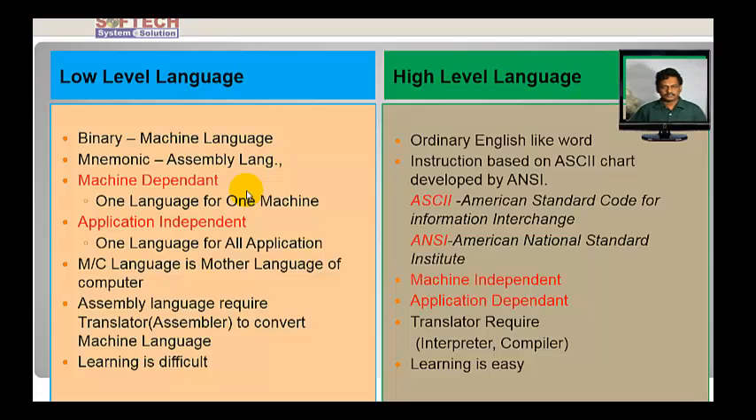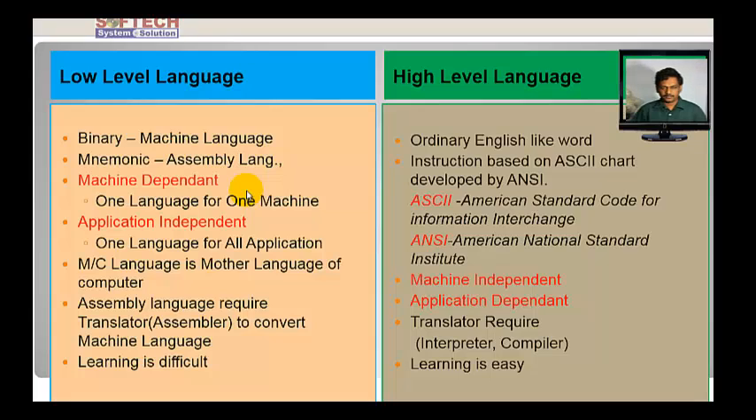Learning binary language, machine language, is very difficult, but assembly language is moderately difficult. Then both languages are machine dependent. This is a main demerit. Machine dependent means one language for one machine, but a language suitable for all machines would let us write a program that is suitable for all machines.